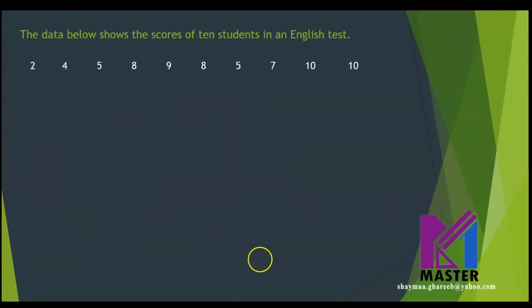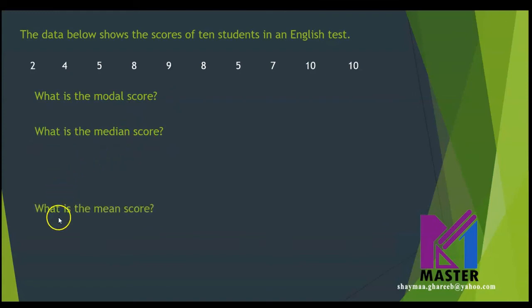Let's start. The data below shows the scores of 10 students in an English test. As you can see, there are 10 scores for 10 students. What is the mode score? What is the median score? What is the mean score? And calculate the range. Let's start question by question.